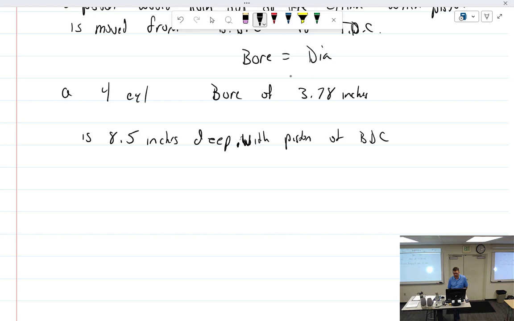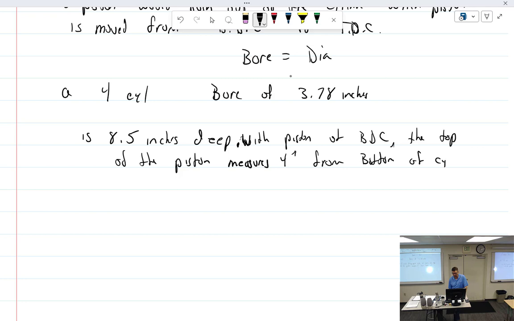With the piston at bottom dead center, the top of the piston measures 4 inches. It doesn't get worse than this. So it measures 4 inches from the bottom of the cylinder. What is the displacement?